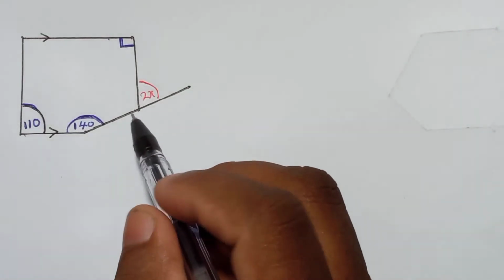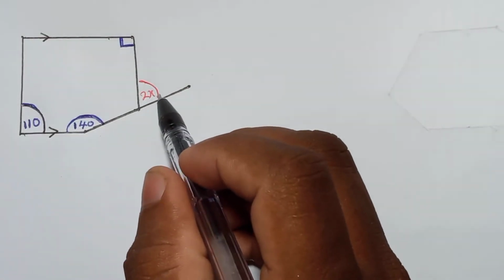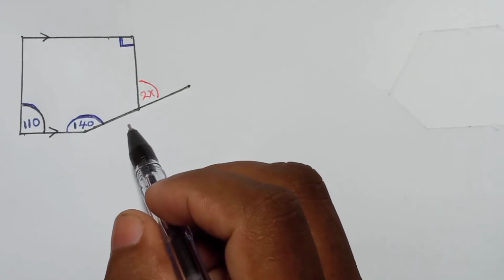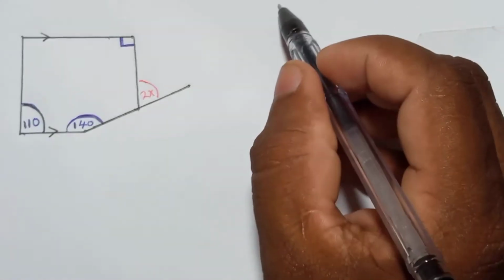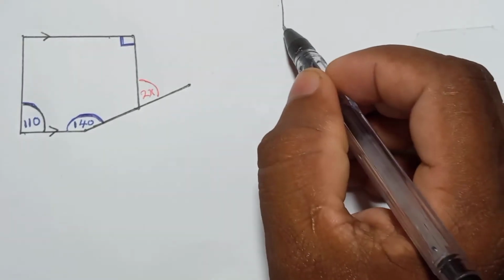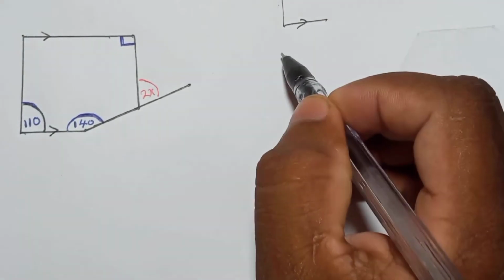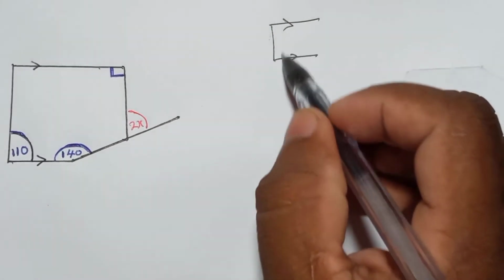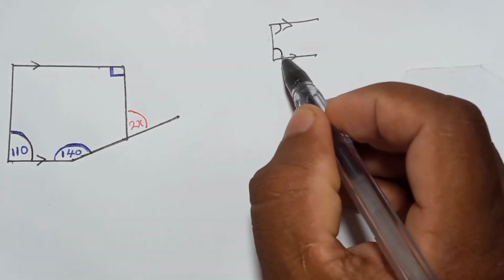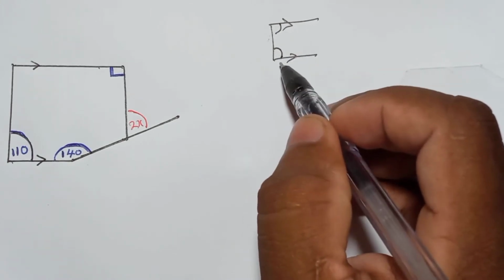Okay, now here we need to find the value of x, right? For this question, you need to know some different theorems. First thing is this rule: when you have two parallel lines like this way, this angle plus this angle add up to 180.